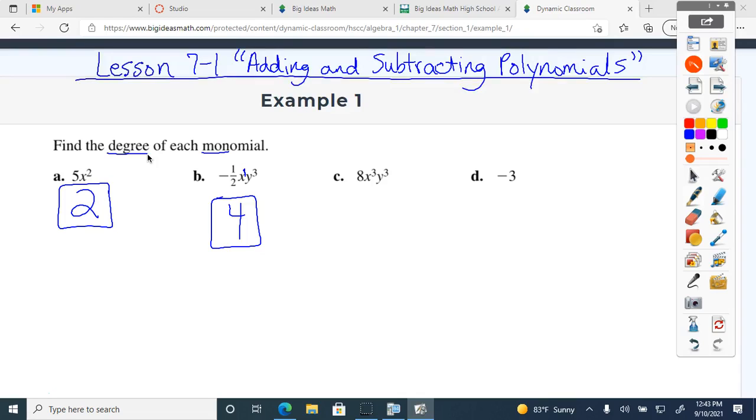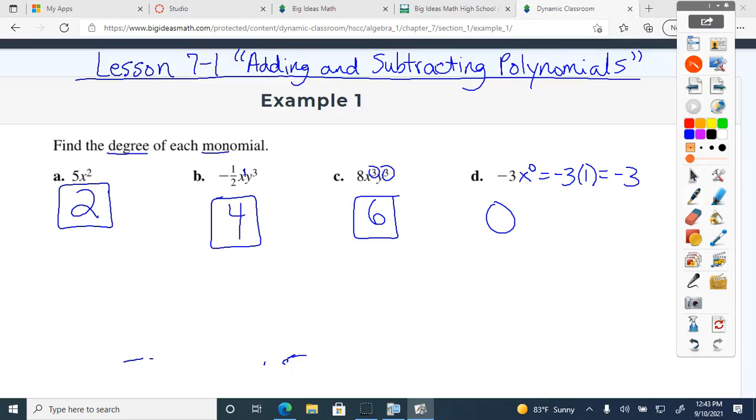Okay, this one, what's my degree? 6. 3 and 3. 3 and 3 make what? 6. And what is my degree if there is no exponent? 0. It is 0. Why? Because what happened is there was a variable there, but its exponent was 0, so what happened to it? Bye-bye. It goes away, okay? Because anything to the 0 power is 1. So that would be like -3 times 1, which is just -3. So anytime there's no variable, it has a degree of 0.